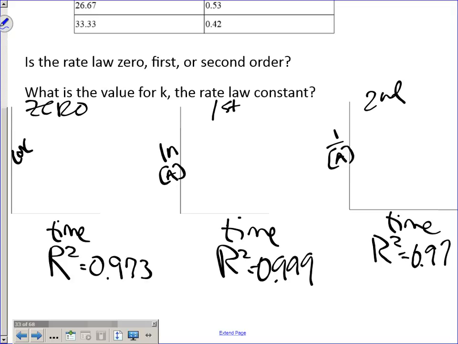The most linear relationship does not exist between concentration and time or 1 over concentration and time. The most linear relationship exists as a first order relationship, ln of concentration versus time. What do each of these graphs look like? Which one's the positive slope one? Second order, right? That's kind of like a slight curve to it. Zero order has a slight curve to it. First order, is it positive or negatively sloped? Negatively sloped. What is the slope?